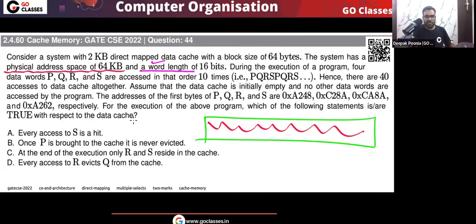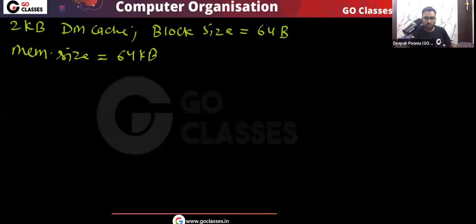You can read in this question, this information is not given whether the main memory is byte addressable or word addressable. This information is not given, so we will assume that main memory is byte addressable. I hope this point is clear. So don't confuse. You can see the main memory size is 64 KB. So from here, you tell me how many bits we need for address.